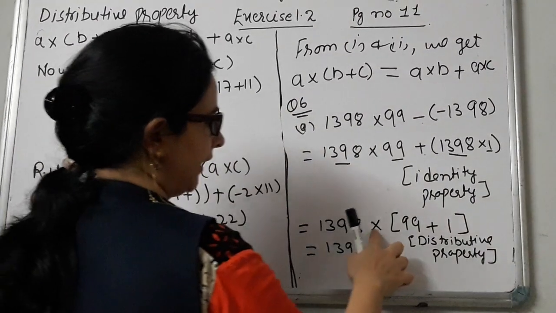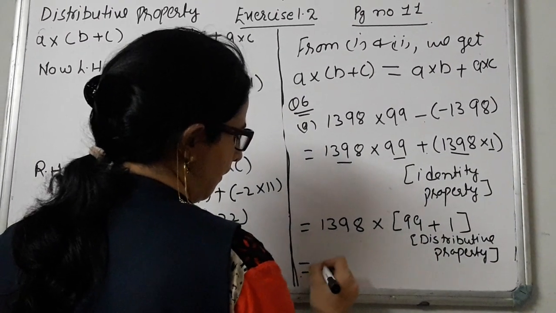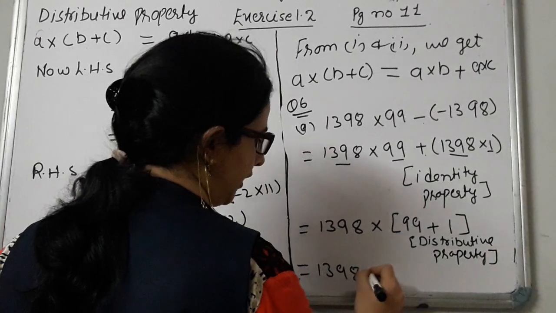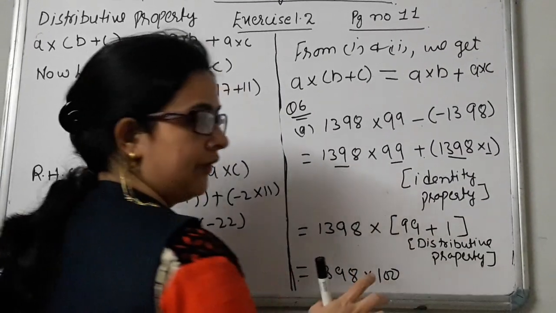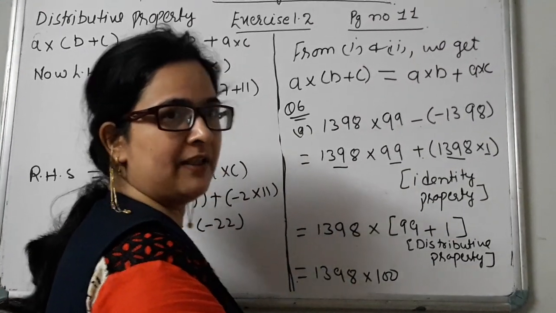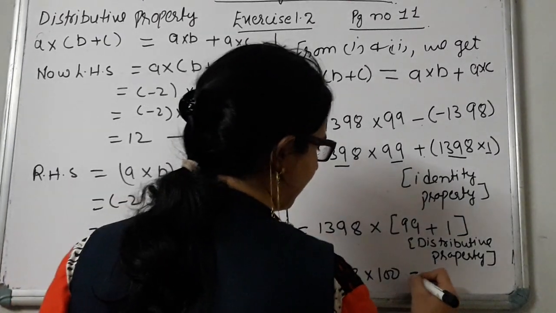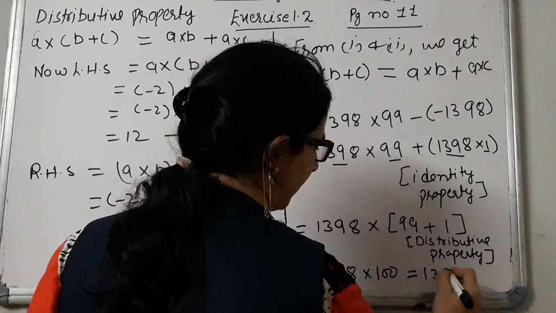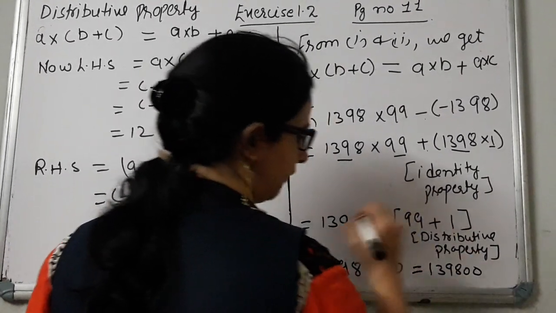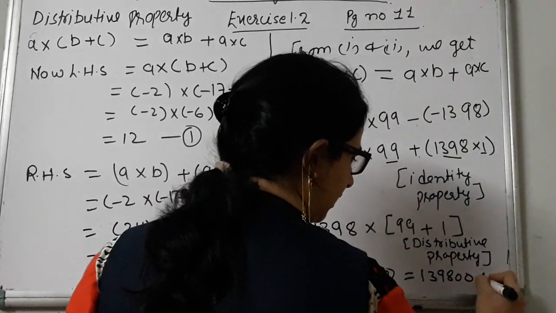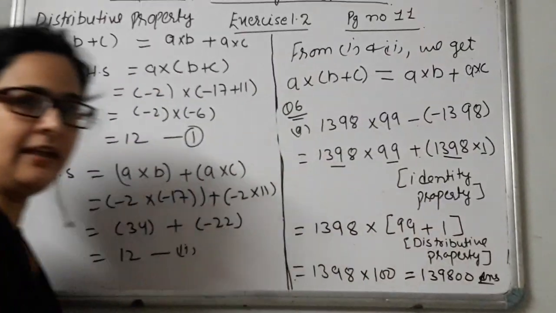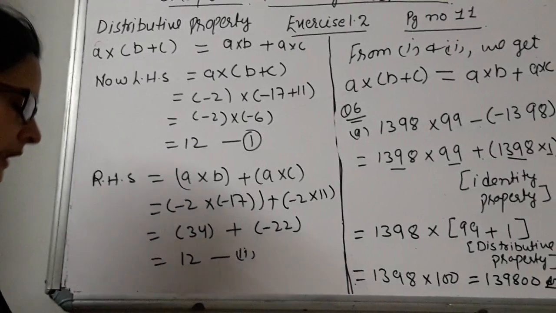Here 1398 into 99 plus 1 is 100. And we know that multiplying by multiples of 10 is very easy. We have to put just 0. So it becomes 139800. Means 1,39,800 is our answer. Isn't it very easy? Now we will move to our next sum.